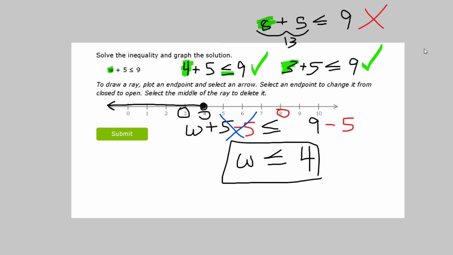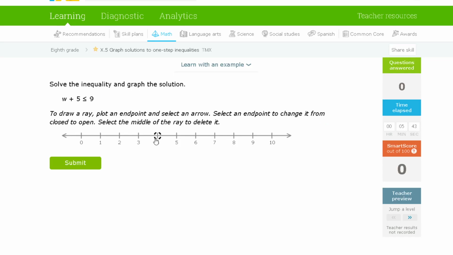So again, you don't need to do all this. You don't need to test it out, but that's why it does work. So you should go ahead and graph that. We have 4. We used a closed circle. Make sure you click the arrow here at the end so it's a ray. There you go.